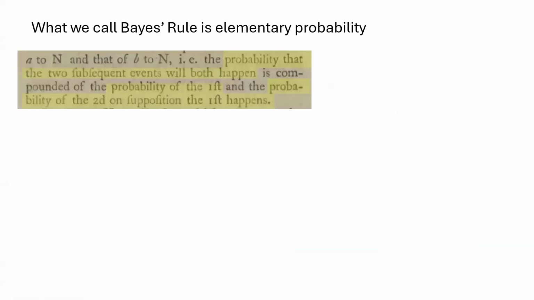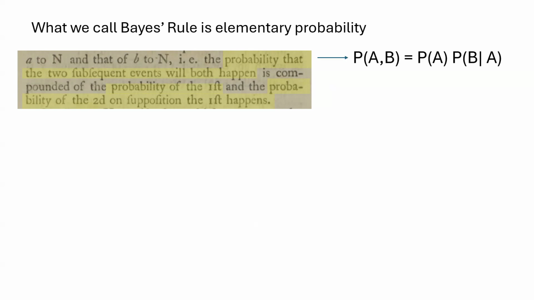But I was curious about where Bayes' rule comes from, so I looked through this old essay, and the closest thing that made sense to me was this statement. The probability that two subsequent events will both happen is compounded to the probability of the first and the probability of the second on supposition of the first.